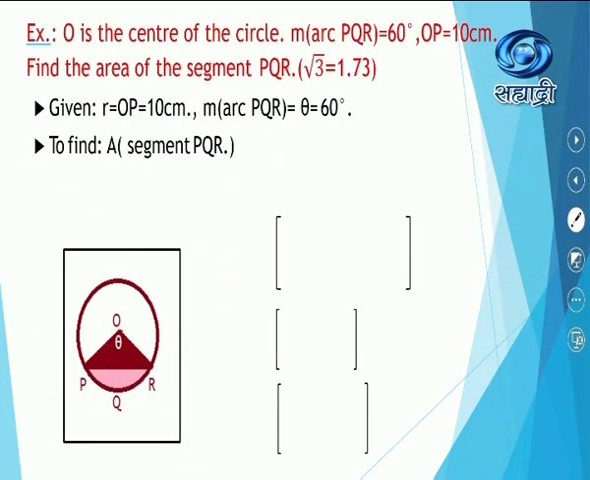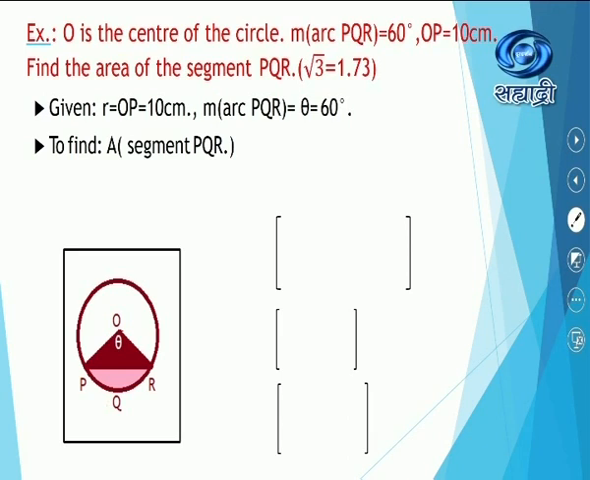So let's solve the example based on that. O is the center of the circle. Then major arc PQR is given to you, which is 60 degrees. OP is a radius, which is 10 centimeter, and find the area of segment PQR. This segment which is pink in color, you have to find out the area of that. And also you are given that root of 3 is equal to 1.73.